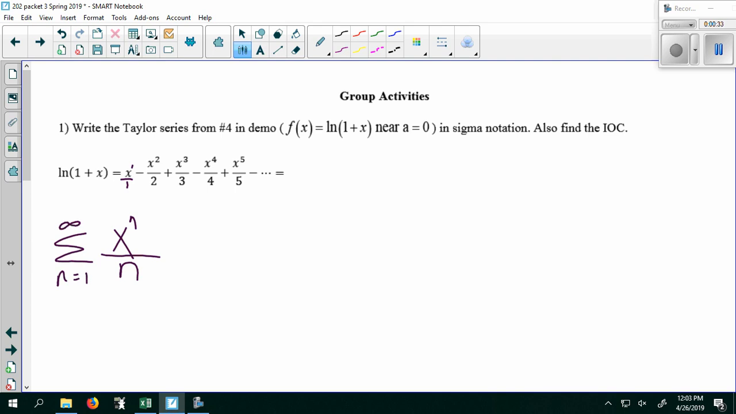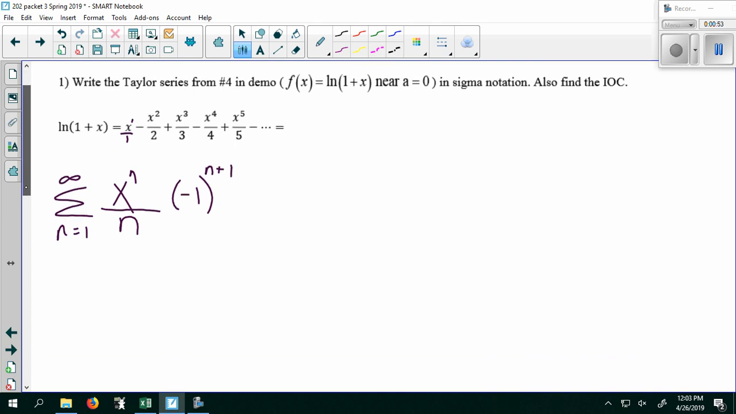But then I also have to account for the fact that my signs are alternating. So I've got a -1 to a power that creates alternating signs. I want my first term to be positive, which means I don't want my first exponent to be 1. I want it to be 2. So this would have to be n plus 1.